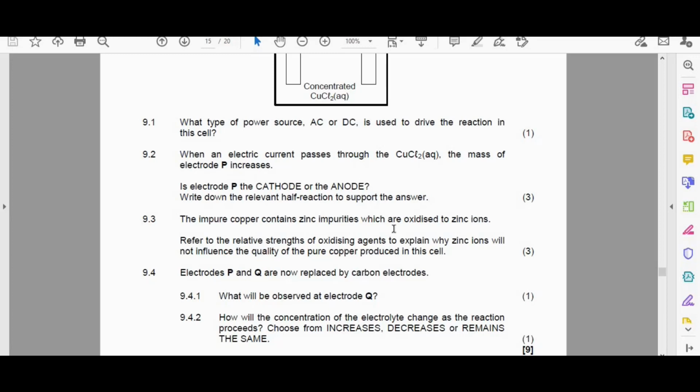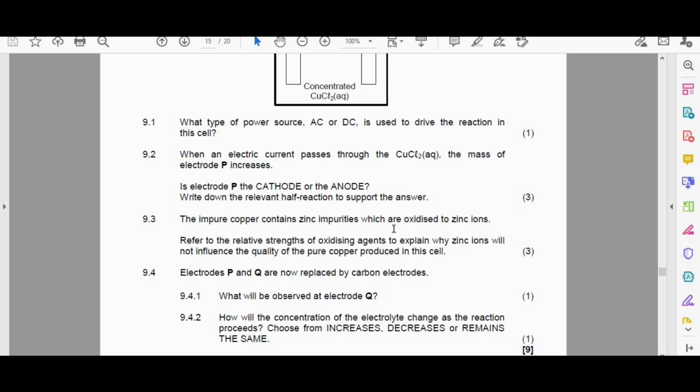Well, if we look at our relative strengths in our table and we compare the values, we can see that zinc has a value of negative 0.76, while copper has a positive 3.4 electrode potential. With that being said, boys and girls, copper is a stronger oxidizing agent as opposed to zinc. Zinc is a weaker oxidizing agent. In fact, zinc is actually a stronger reducing agent.